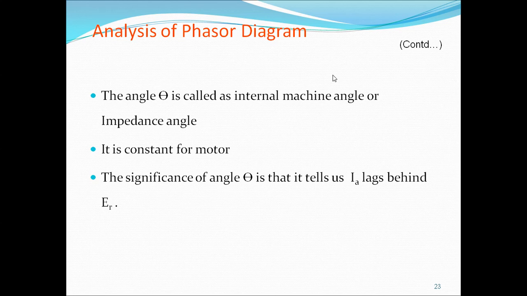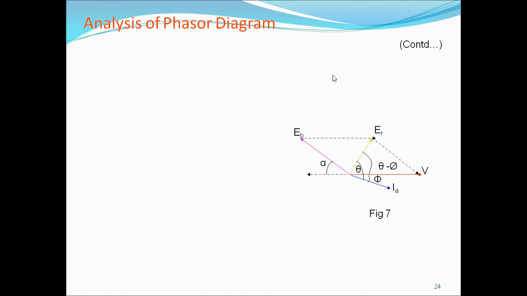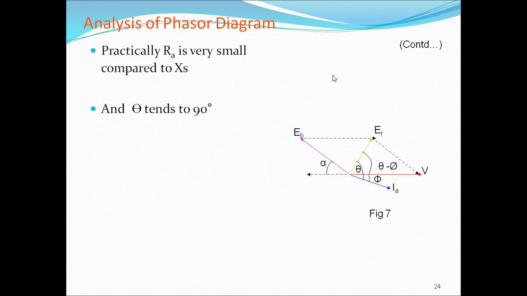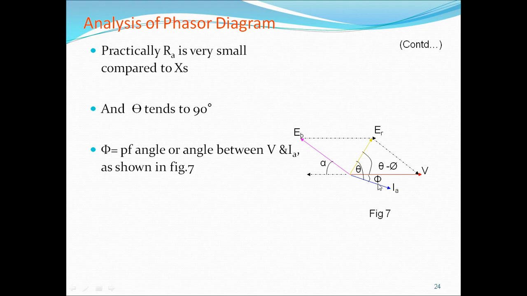It is constant for the motor. Why? Because it depends on armature resistance and synchronous reactance. So the significance of theta is that IA lags ER, that is, armature current lags behind the resultant EMF. This is the vector diagram showing clearly armature current lagging, where ER is the combination of EB back EMF and V.